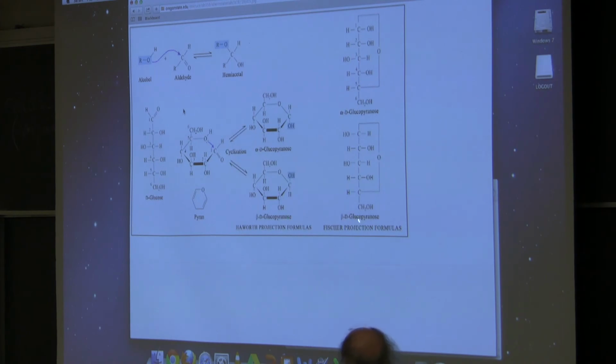Now, you'll notice that your book calls them Fischer projections. A lot of people call these Fischer projection formulas, and they draw a sort of a ring. I don't like to use that nomenclature. I like to say that what we actually see on the left is a Fischer. So Fischer is a straight chain versus a ring. The ring is called a Haworth.